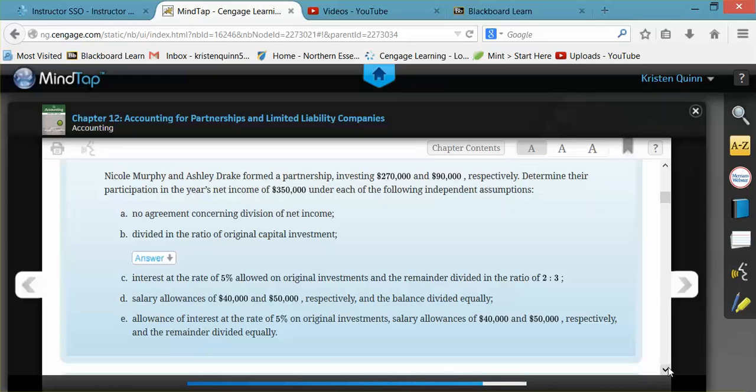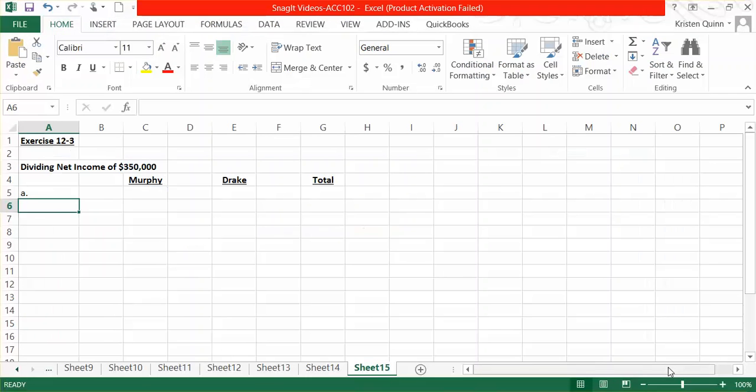And in Part E, we have an allowance of interest at a rate of 5% on the original investment, salary allowances of $40,000 and $50,000 respectively, and then the remainder is to be divided equally. Again, remember that each one of those scenarios is independent from each other.